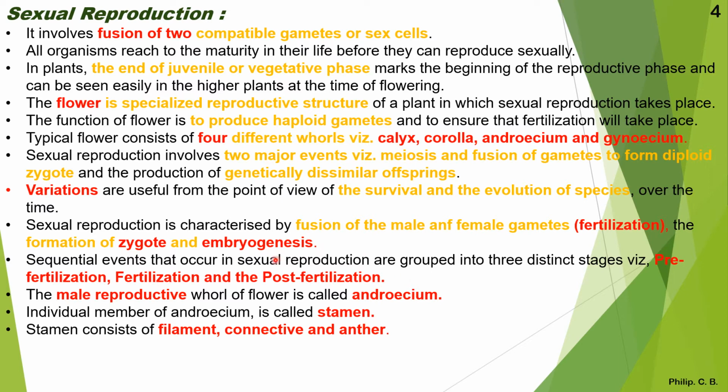Right? Then the male reproductive whorl of the flower is called the androecium. So the male part is called the androecium. The individual members of the androecium are called stamens. Now each stamen has a filament, connective, and anther. So there are three parts in the stamen.